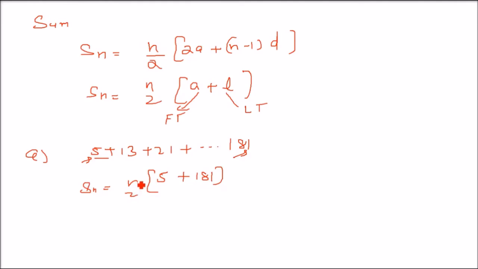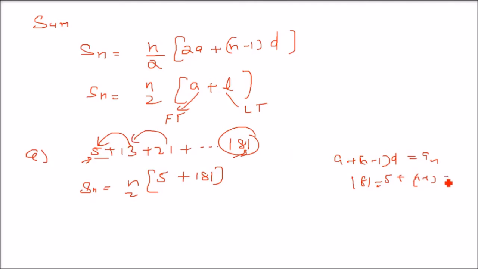Now here n is coming. How to find this n? The nth term is known to you, 181 is the nth term. So you can find n, how many numbers there are. Just put this value. a is 5 and the common difference is 13 minus 5, that is 8, and 21 minus 13 is 8. So 181 is 5 plus (n minus 1) into d.